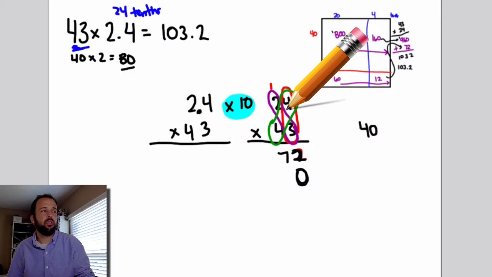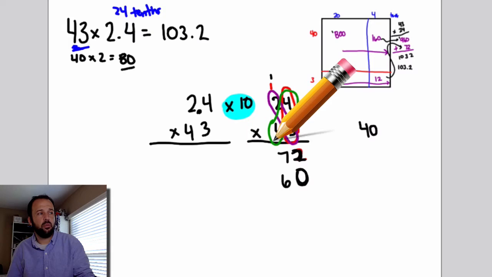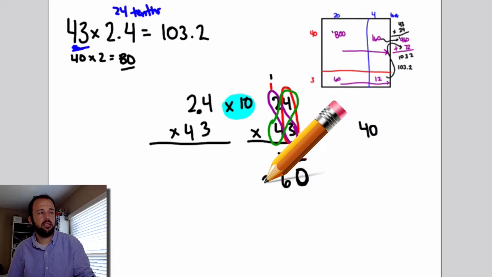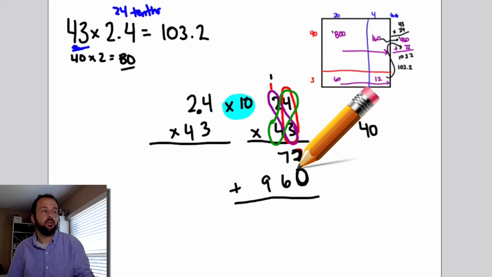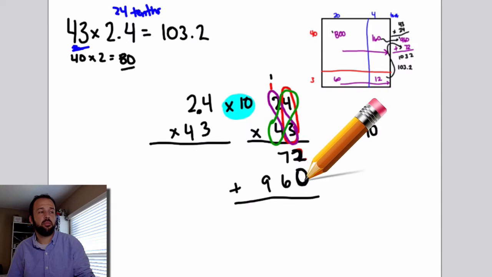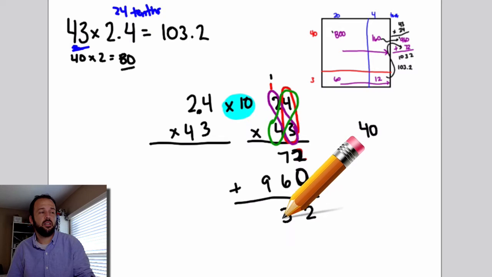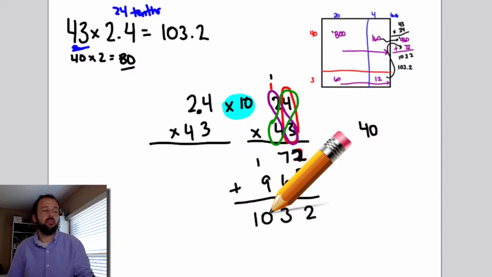Again, 4 times 4 is 16. 6 down here, carry the 1. 4 times 2 is 8, plus 1 more is 9. 960. Where have I heard that number so far today? Who knows? Now that I have both of these partial products, I can go ahead and add things up. 2 and 0 is 2. 7 and 6 is 13. And 1 and 9 is 10. Perfect.